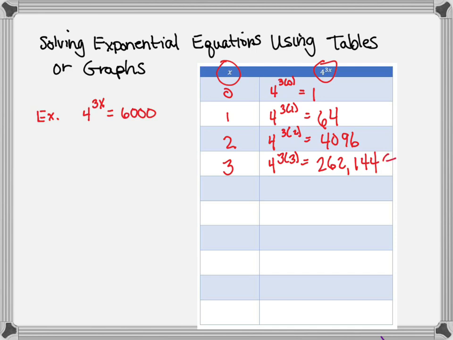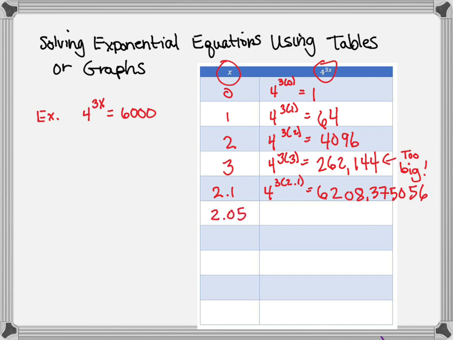262,144. And this is way too big. So our value is somewhere between 2 and 3. So let's try some values that are between 2 and 3. Let's try 2.1. 4 to the 3 times 2.1 power is 6,208.375056. So this is still a little too big, but much closer than we were before to 6,000.